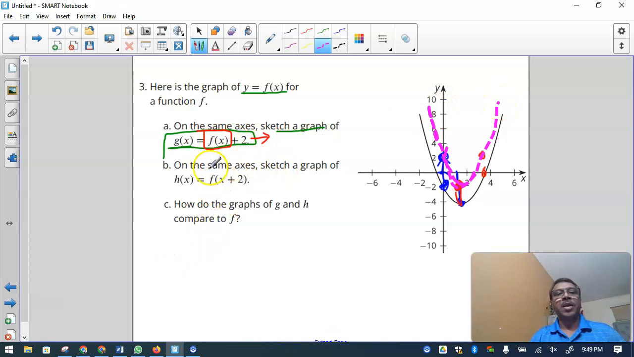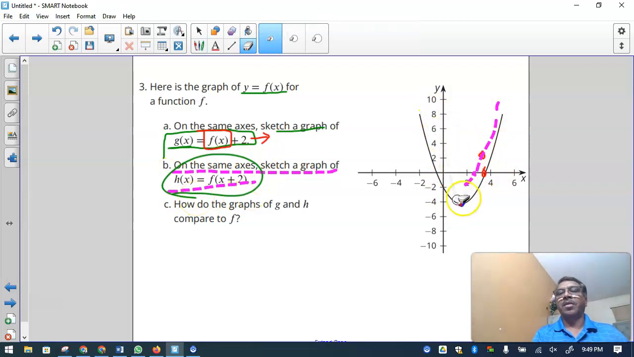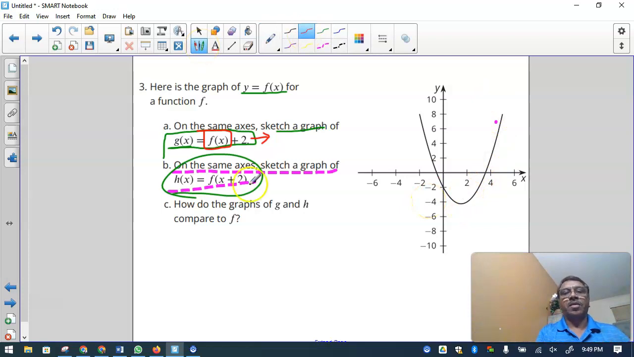And the B part says on the same axis, graph f of x plus 2. So what is this f of x plus 2? Let me wipe this off. This we solved. Now this is the most interesting. What does this basically mean? So h of x, the new graph that you're going to graph, has to be the output of the first one, and that happens 2 units afterwards. That means we need to go to the left side.